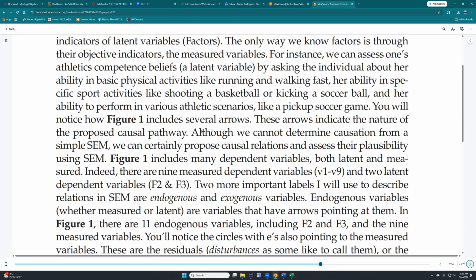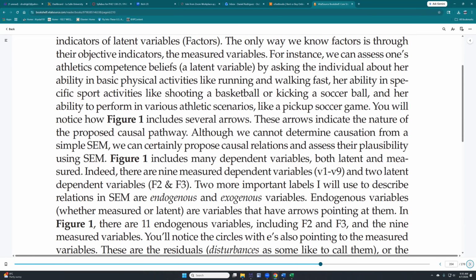Okay, so I said figure 1 includes several arrows. These arrows indicate the nature of the proposed causal pathway, although we cannot determine causation from simple structural equation modeling, of course, because we need to do a carefully controlled experiment to do that. This is still some kind of a correlational method, if you will. We can certainly propose causal relations and assess their plausibility using SEM.